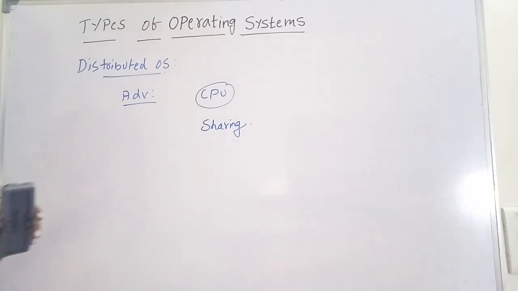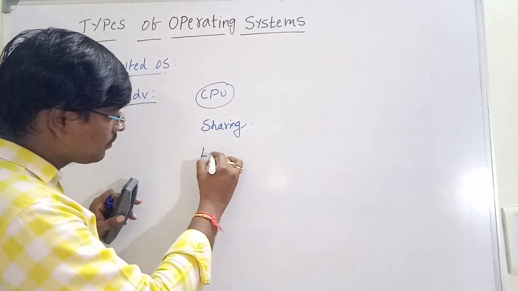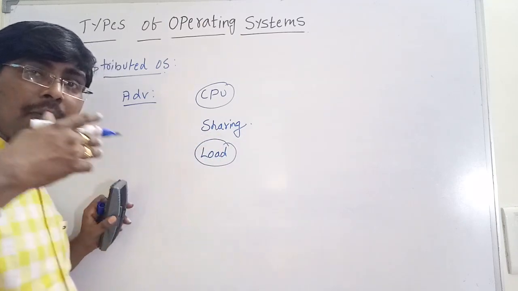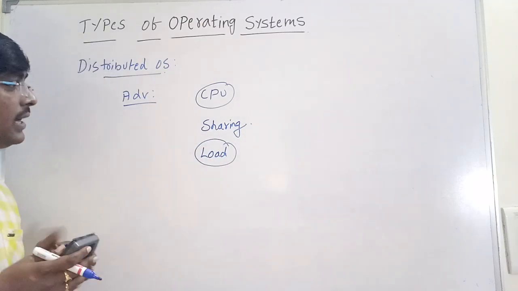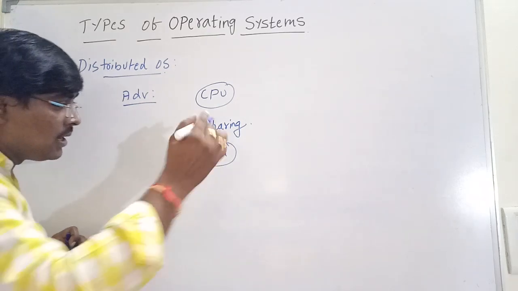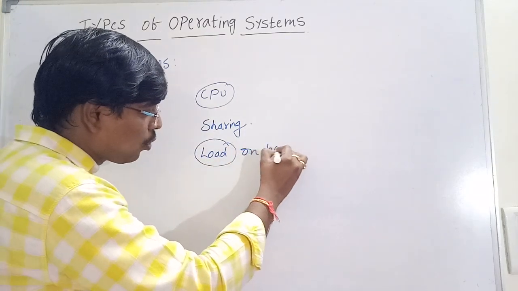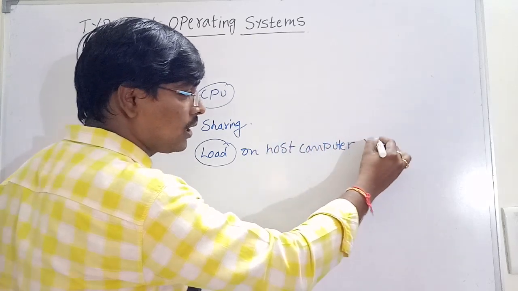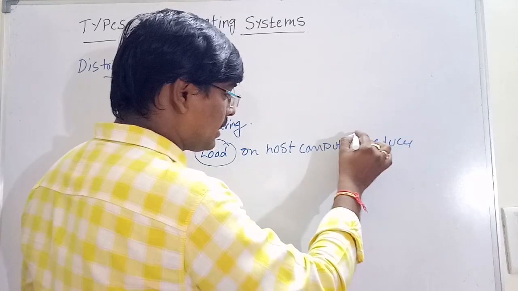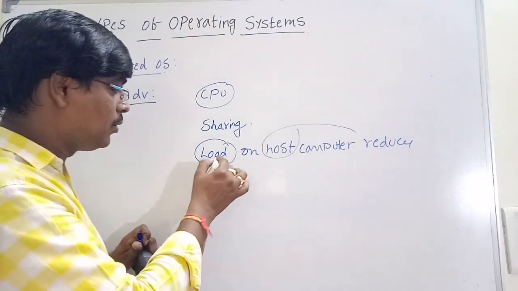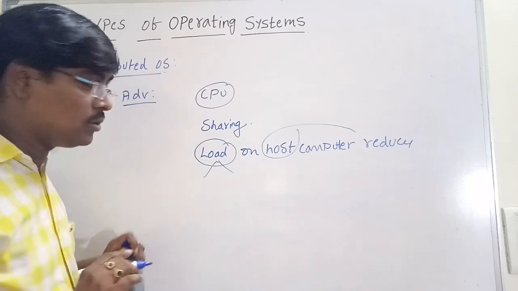After sharing of the resources, we can maintain any number of tasks at a time. That means the load on the host computer reduces. Why? The task of the host, meaning the main server, is distributed to all the remaining CPUs.